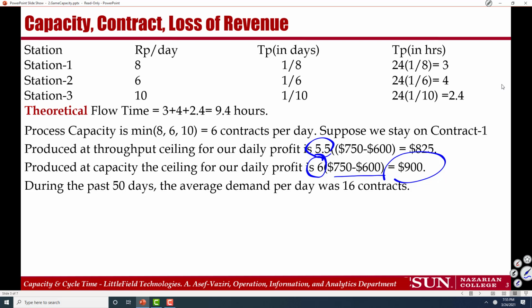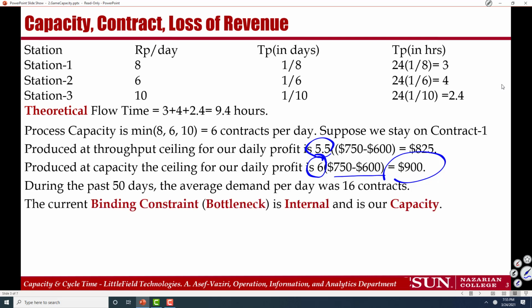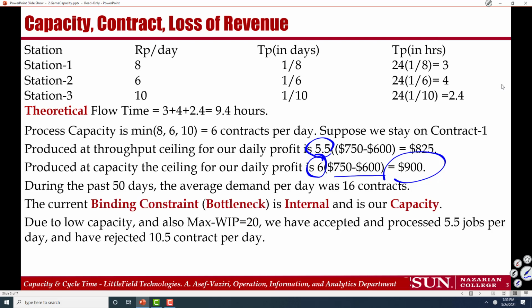The data of this problem tells us you have processed 5.5 units per day and you have rejected 10.5 per day. The average demand was 16. This is given by the problem. 5.5, but you have rejected 10.5. But out of that 10.5, you could have again made $150 per contract. That was something around 1,500.